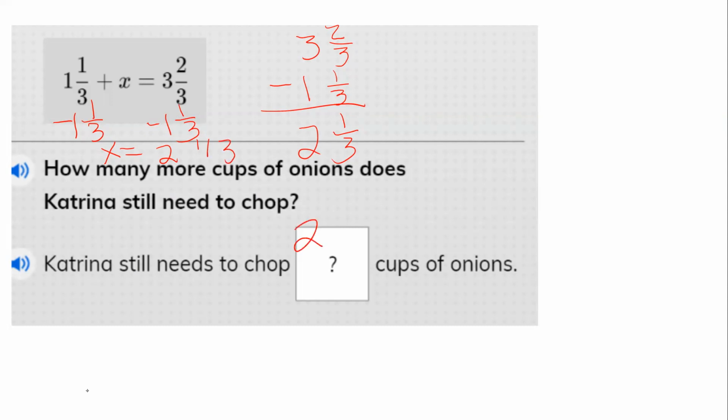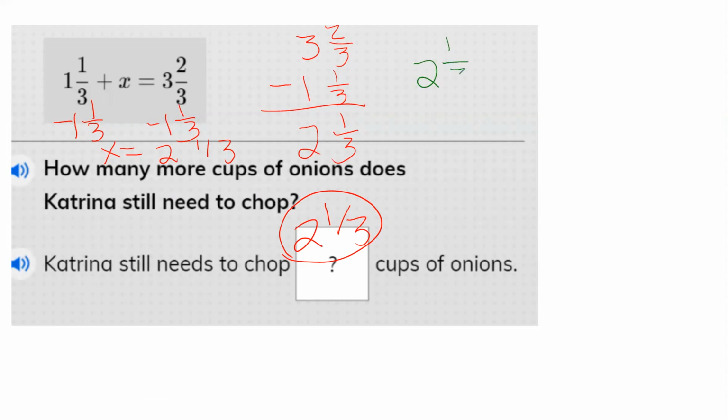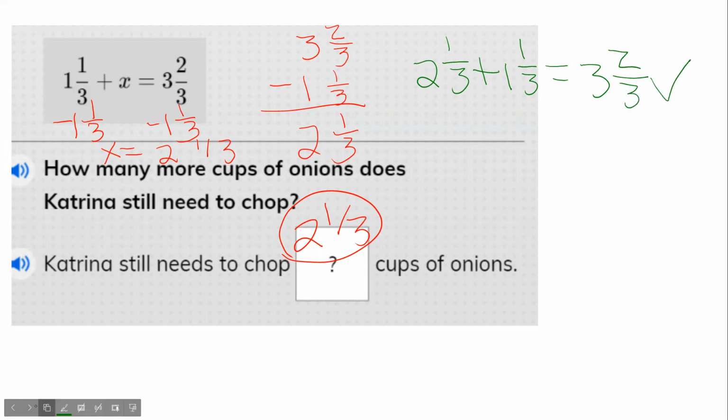Katrina still needs to chop 2 1/3 cups of onions. How do we know it's right? Again, you can come back and check your work because 2 1/3 plus 1 1/3, and I changed the order there, sorry, but addition order doesn't matter, right? Should equal 3 2/3, and it does. So that's how we know we're right.